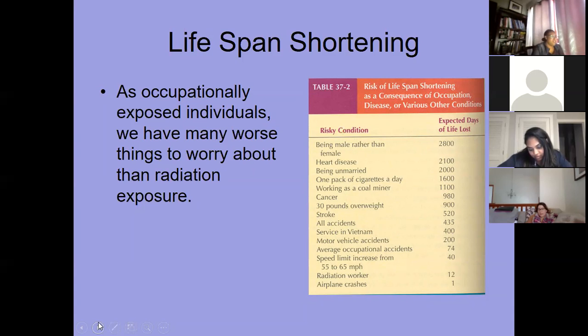If you smoke, we all know smoking's bad for you. Smoking 1 pack of cigarettes a day decreases your lifespan by about 4 1/3 years. And I'm actually surprised it's that little.